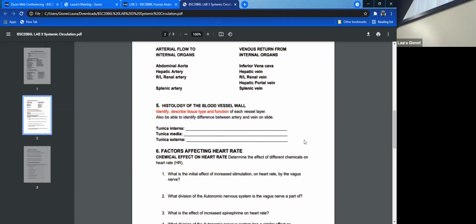Next, we're going to do the histological identification of arteries and veins, so you can distinguish the difference between them and the layers of them. So we're going to look at a particular slide that has an artery and a vein. Veins are generally larger in the lumen, their diameter, than arteries are.